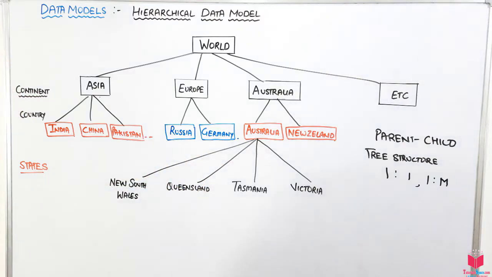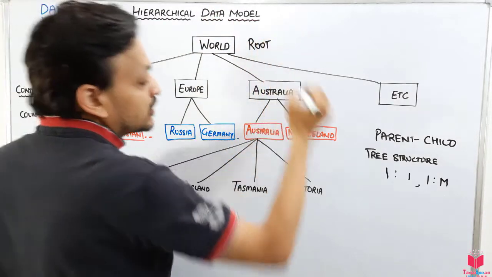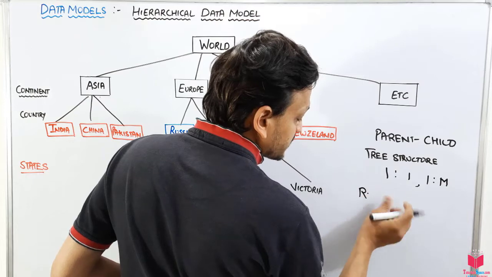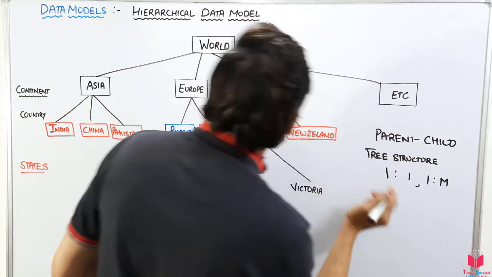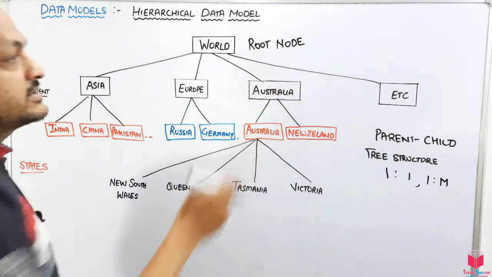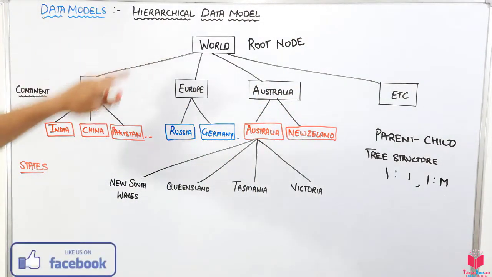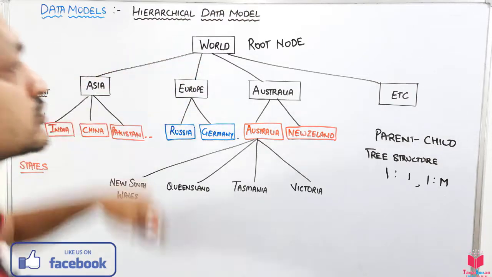Suppose there is an example. We have a world. The world is at the top, which is known as the root node. Here we have the nodes and the link relationships. All these entities are nodes. This is the top, that is why it is called a root node, and it is also called a parent.